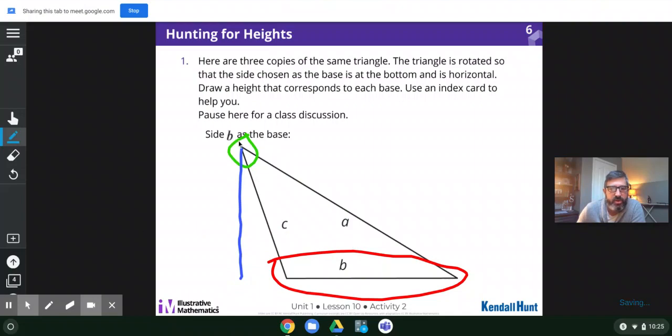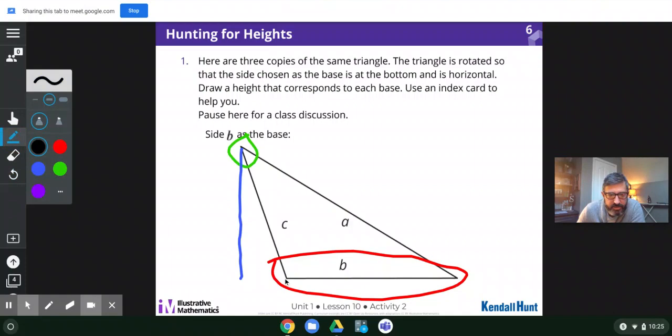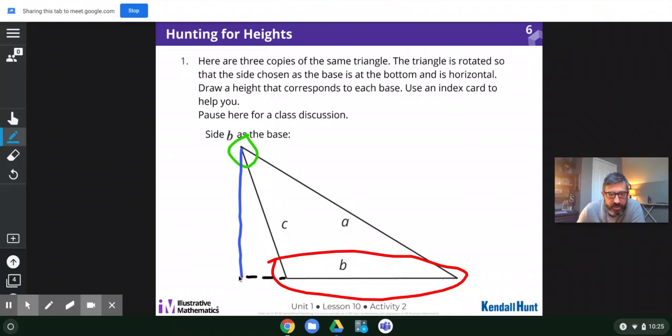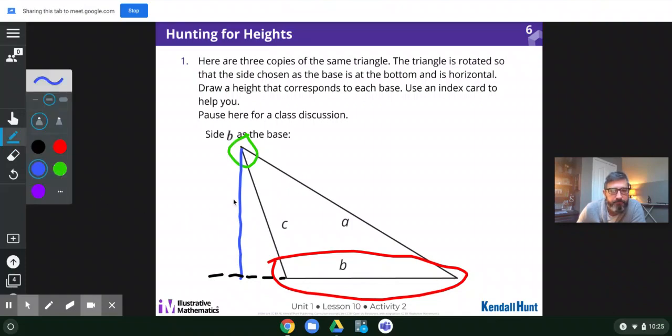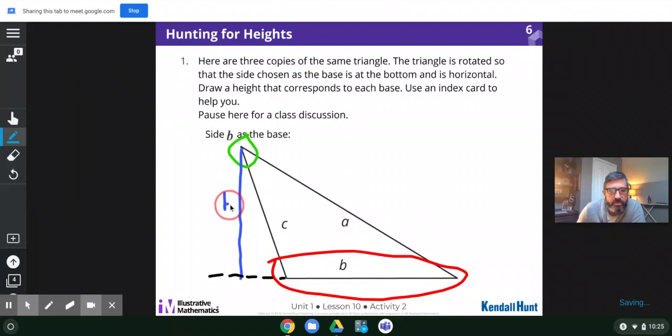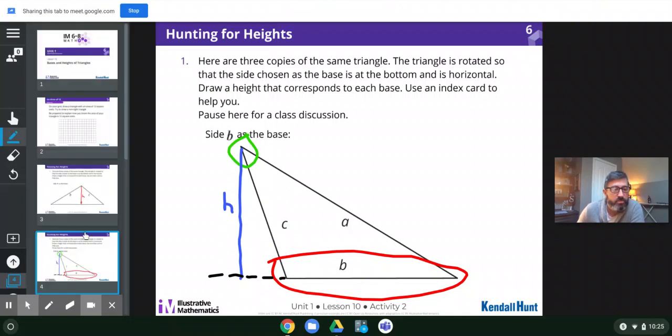So how do we work that? Well, in this case, we can draw an imaginary line to extend the base out to meet the line from our vertex. So this would give us our height, this blue line. Again, we're still drawing a perpendicular line from the base to the opposite vertex to give us our height, but sometimes we have to draw that line outside of the triangle like we did here. So let's look at one more.